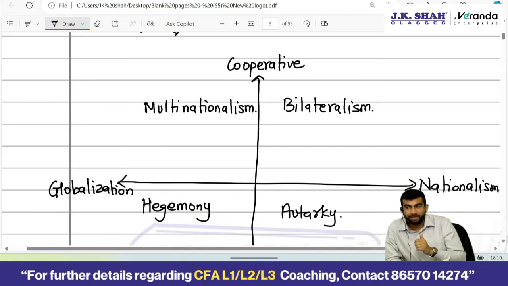Okay. Now talking about discretionary things and automatic stabilizers. Discretionary things are something done by the government on its own will, willingly. For example, I am giving subsidies to the poor.